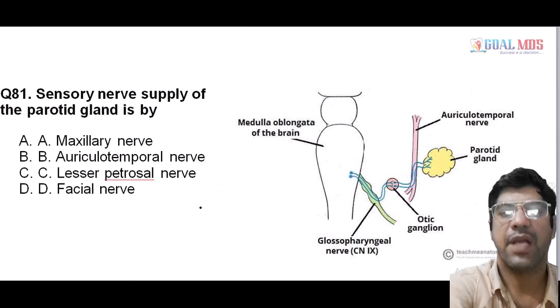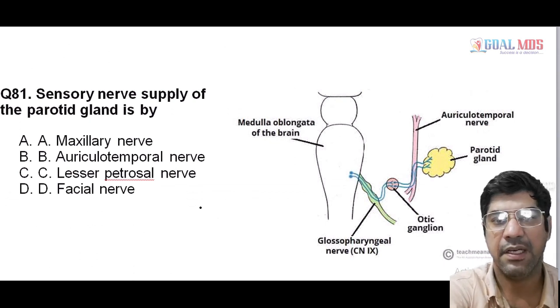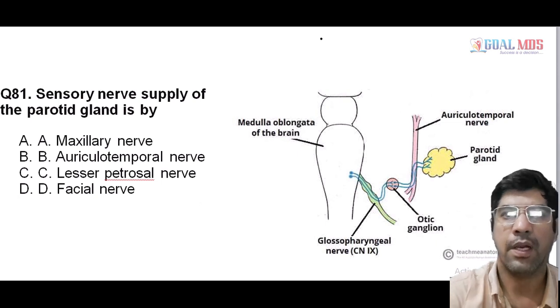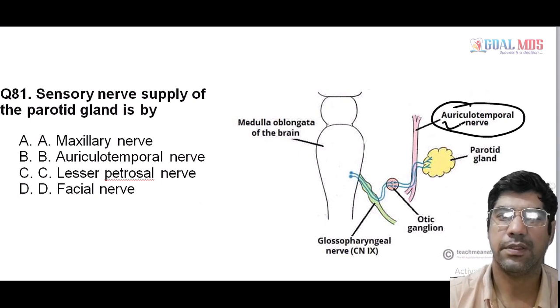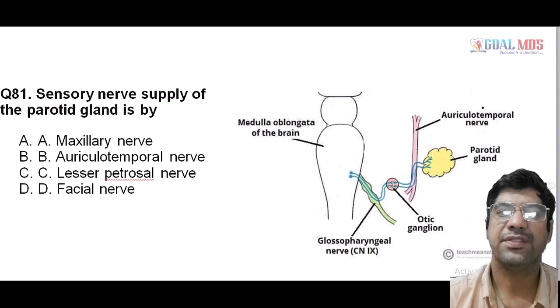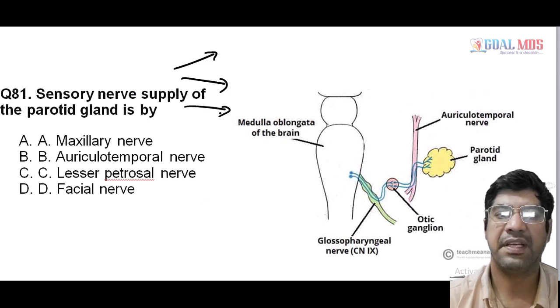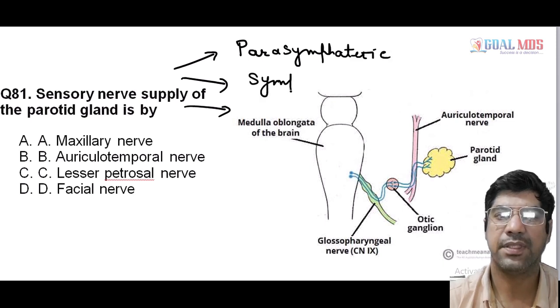The sensory nerve supply of the parotid gland. Well, the sensory nerve supply of the parotid gland is through the auriculotemporal nerve. Now, the parotid gland receives nerve supply through parasympathetic nerves, sympathetic nerves, and sensory nerves.